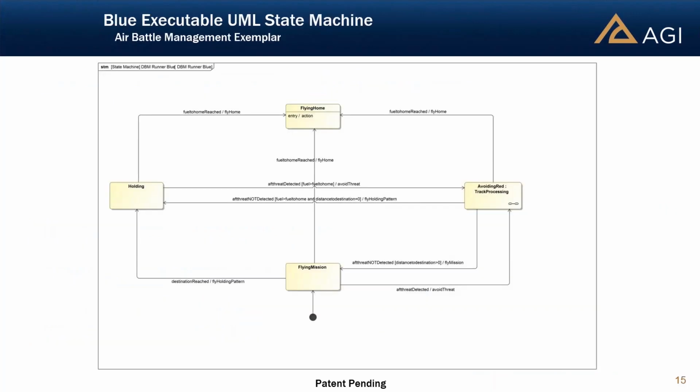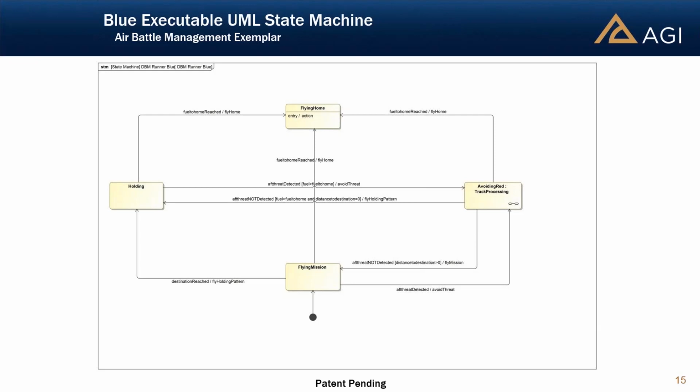So again, this is a very simple design. The only intent is to say, does it make sense to integrate these two? And yes, it does. So we're looking at a state machine here for, let's say, a blue aircraft. And again, it's very simple. There are 4 basic states. I'm either flying mission, I am avoiding red, I'm flying home, or I'm holding. And the transitions define the criteria that cause me to transition to that state, as well as the action to take.